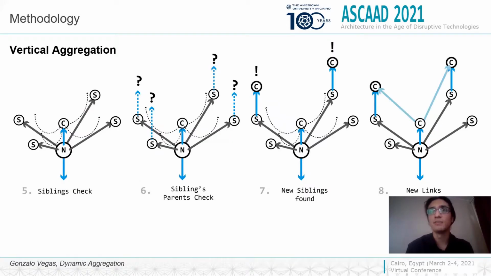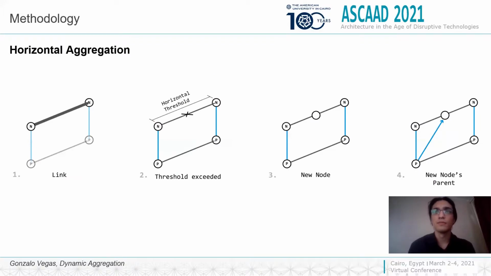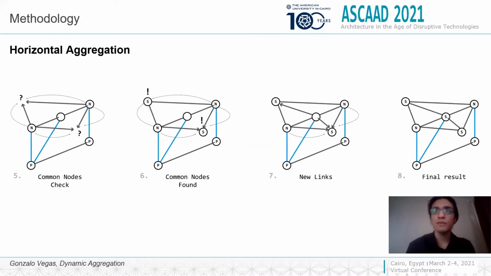Once an aggregation is made, the new node checks for new links to be created according to the parent neighbors. The second topological resource is the horizontal aggregation, an optional resource that allows lateral expansion of the geometry, which is also triggered when the distance threshold is exceeded. Same as the vertical one, after an aggregation is made, additional links are generated.